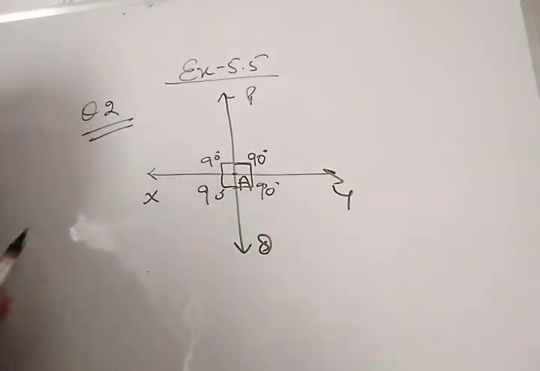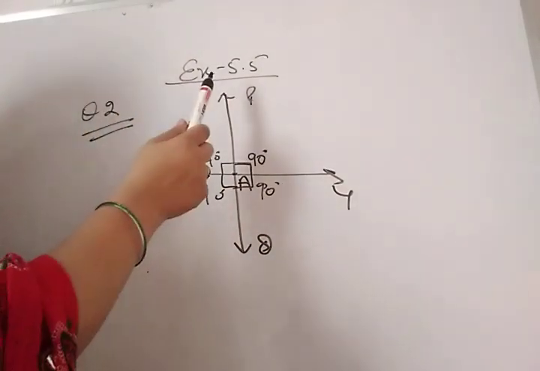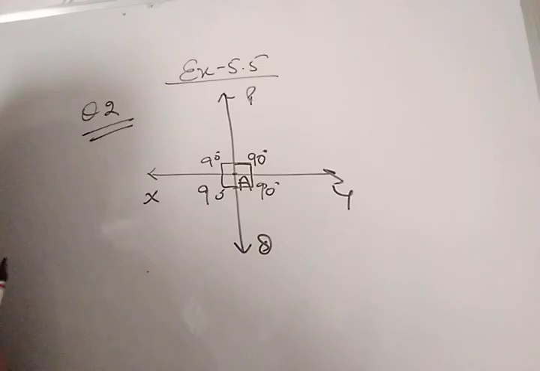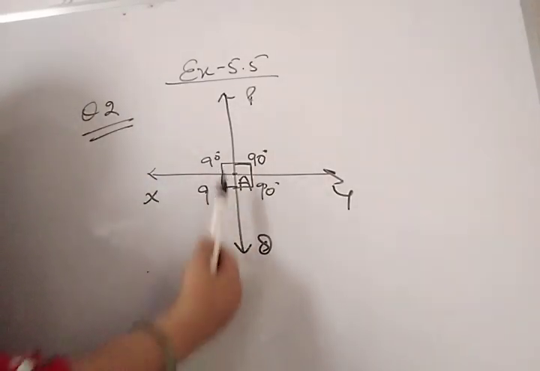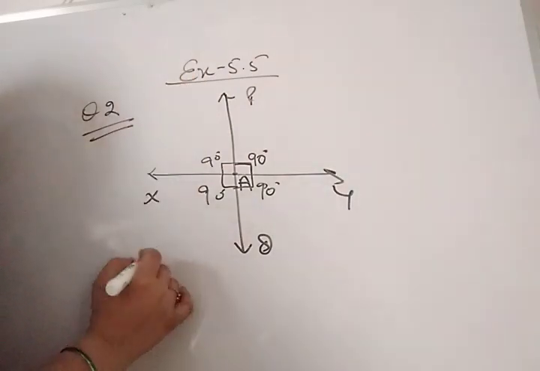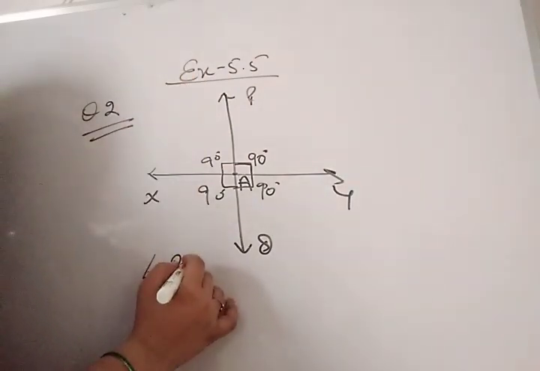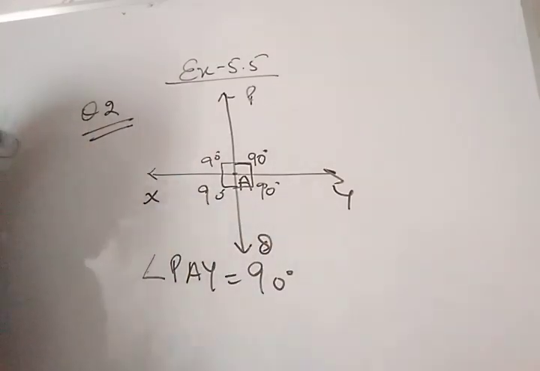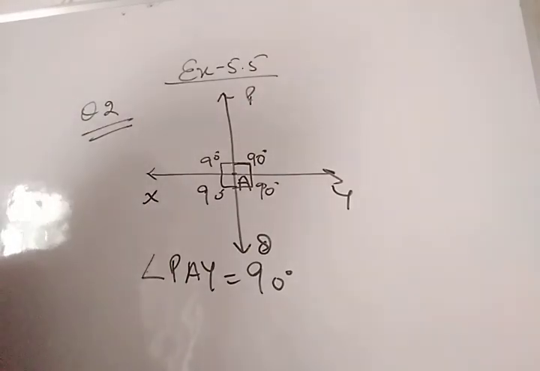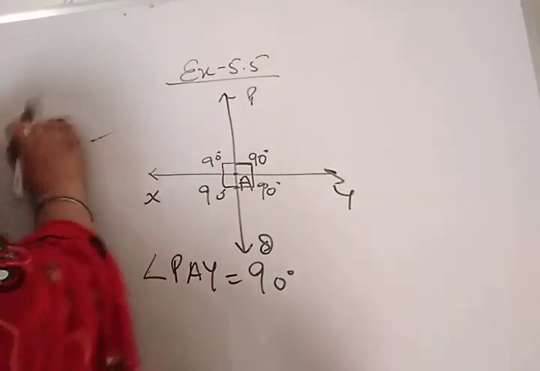And if they are asking the value of angle PAX, that is also 90 degrees. QAX, that is also 90 degrees. QAY, that is also 90 degrees. But in the question they are asking the value of PAY, that is equal to 90 degrees. Okay. Come to the third question.